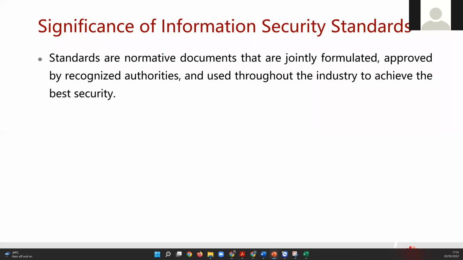So let's look at some of the standards. Why should we have them? Why are they important? First of all, they are jointly formulated. For example, Huawei as a network infrastructure provider sits down with Google as a web or cloud provider, or Microsoft Azure. They also sit with people like IEEE, IETF, and the Internet Society, and then they agree on documents that guide best security. Think of it like standards.